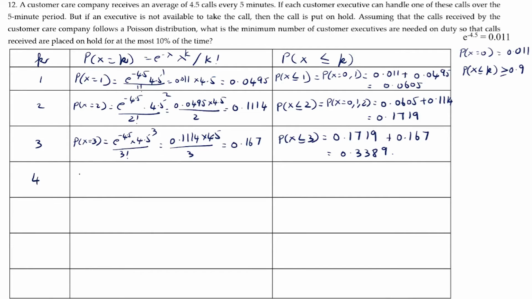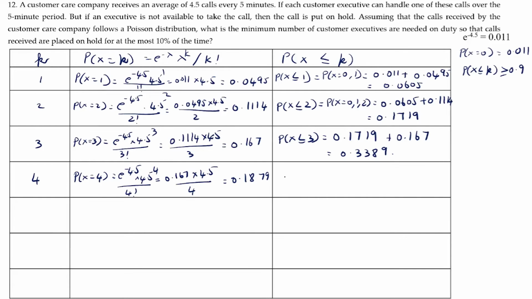Now let us try for k equal to 4. So probability of x equal to 4 is e raised to minus 4.5, 4.5 raised to 4 by 4 factorial. Now e raised to minus 4.5, 4.5 whole cube by 3 factorial is 0.167. So this will be 0.167 into 4.5 divided by 4. Now this comes out to be approximately 0.1879.